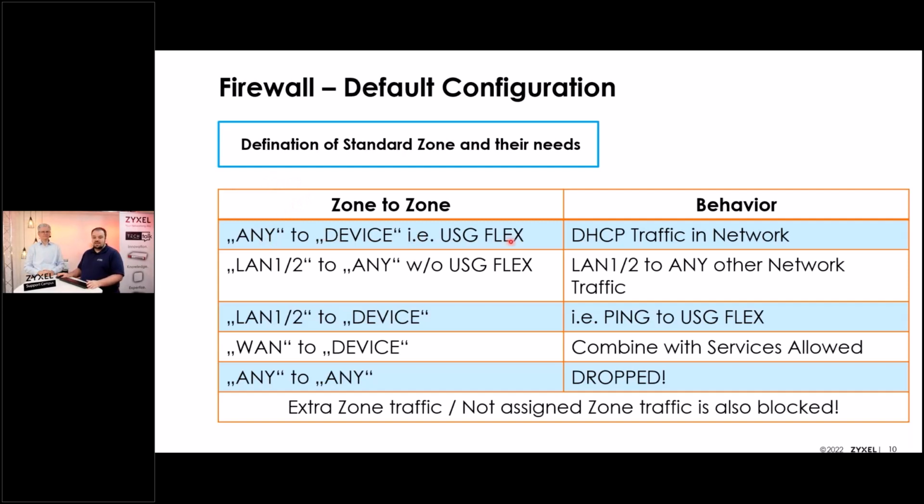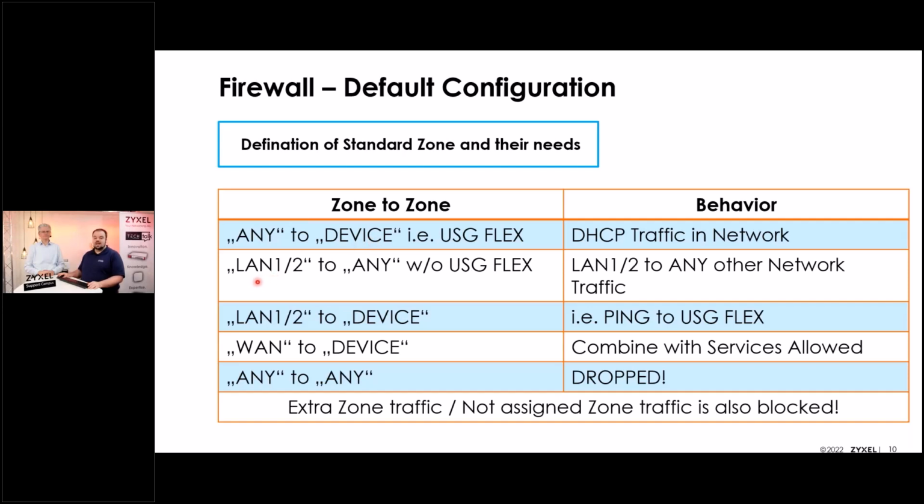Device means, in my example, UC Flex. It could also be ATP, for example. And any to device means simply that every interface can interact with the firewall. For example, DHCP traffic in the network, where the DHCP server is running on the firewall. So this zone must be configured.